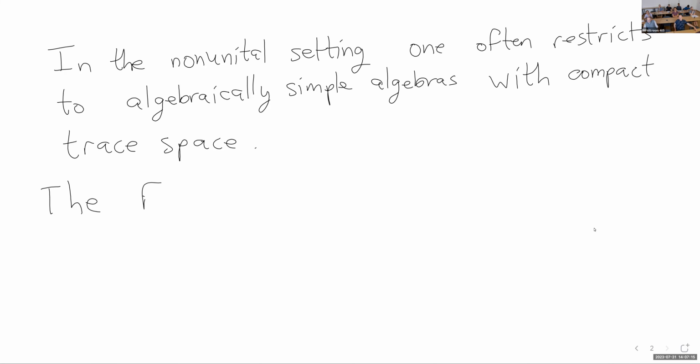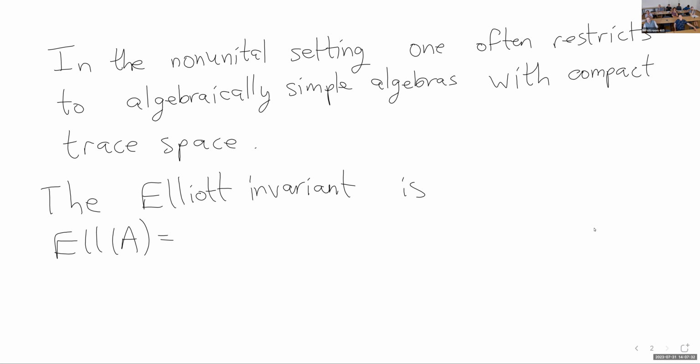Right, so the Elliott invariant is this functor, taking the C*-algebra A to its invariant. Sorry, what do you mean by a state for a non-unital C*-algebra? A positive linear functional that has norm one.